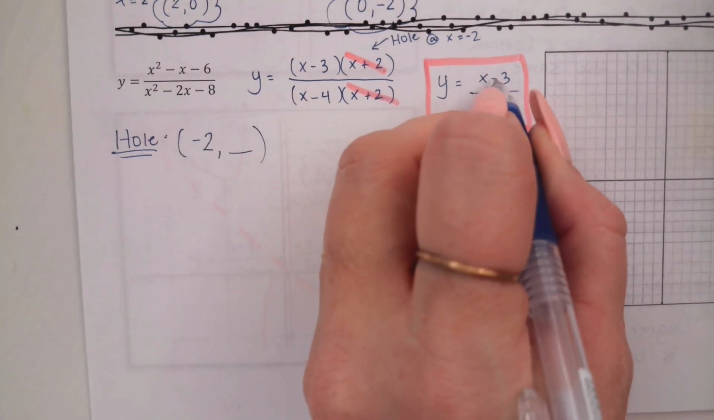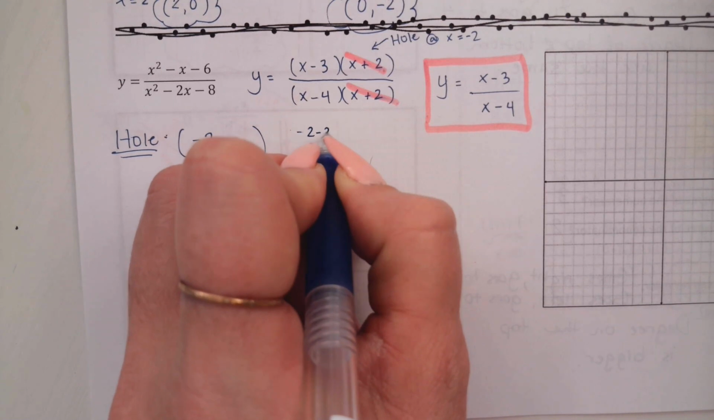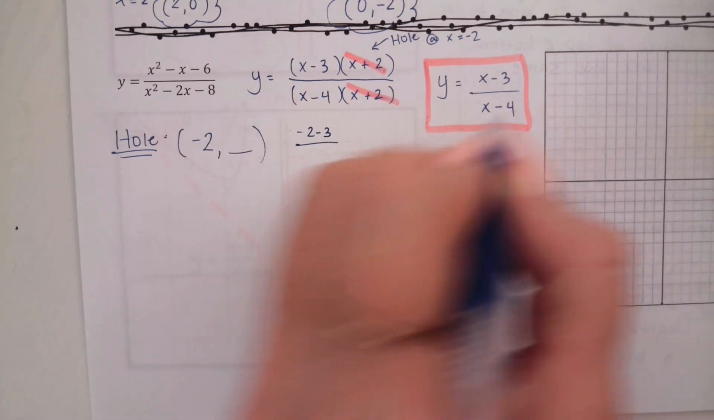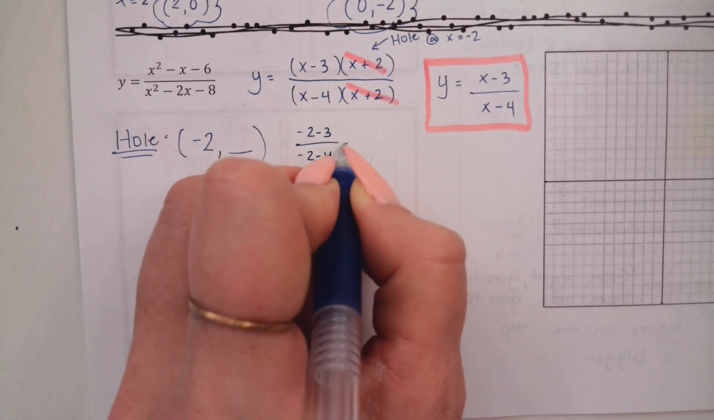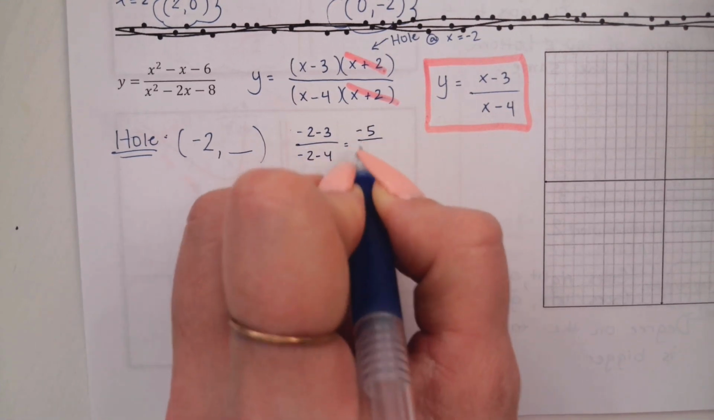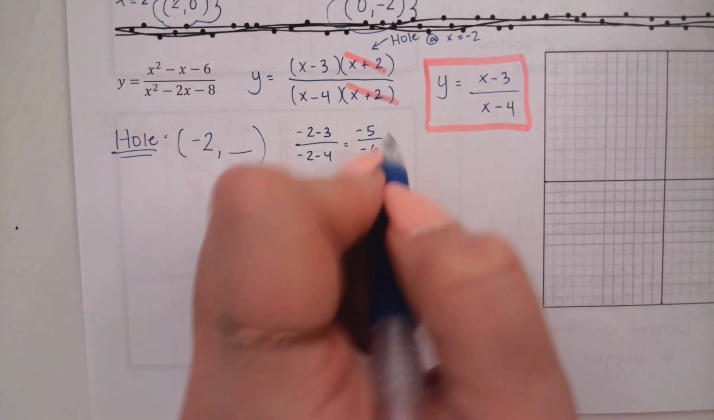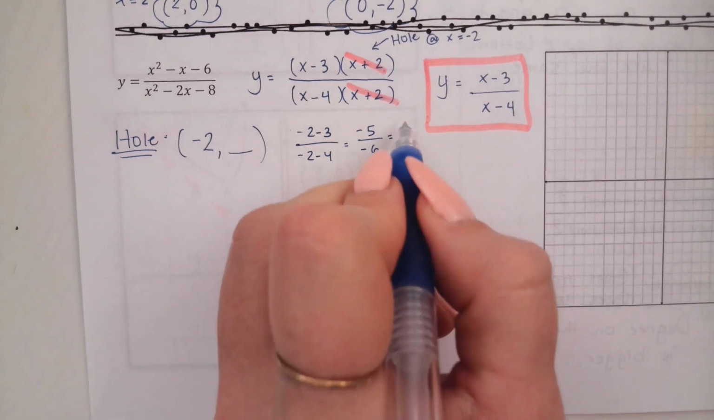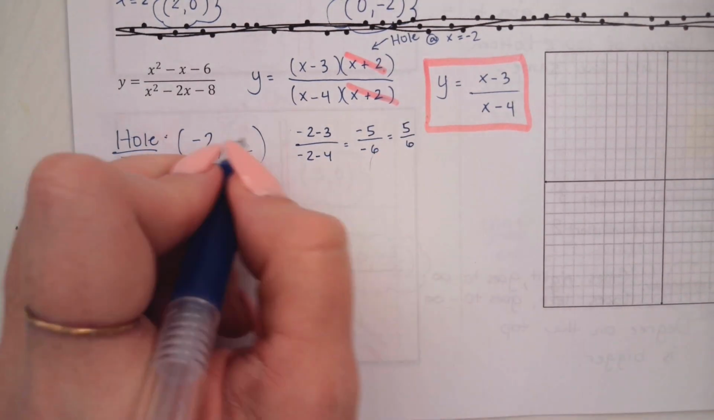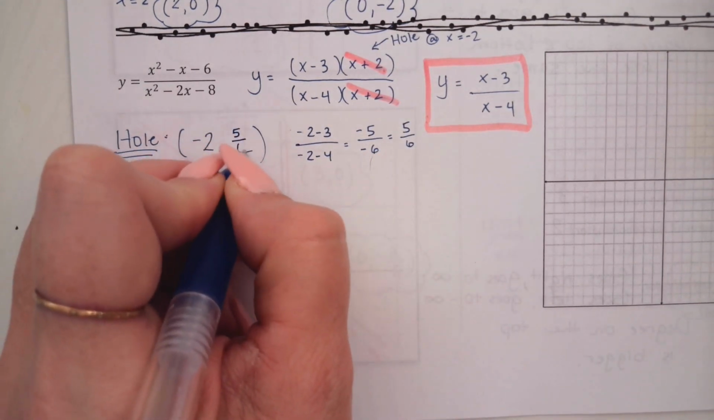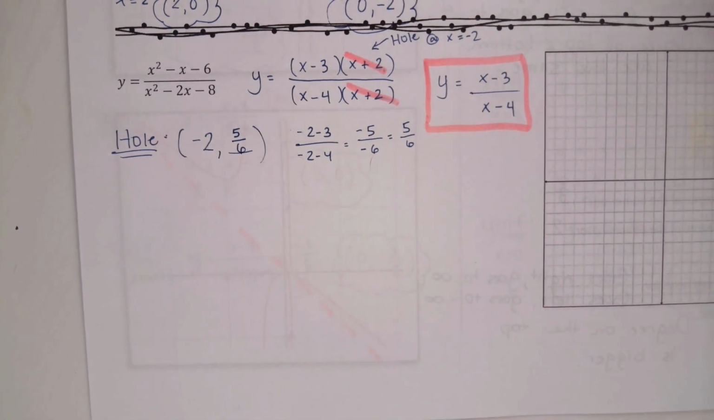So on the top we'll have -2 subtract 3. On the bottom we'll have -2 subtract 4, which is -5 over -6, which is 5 over 6, which is almost 1 if you were thinking of where it's going to be graphed. 6 over 6 would be 1.